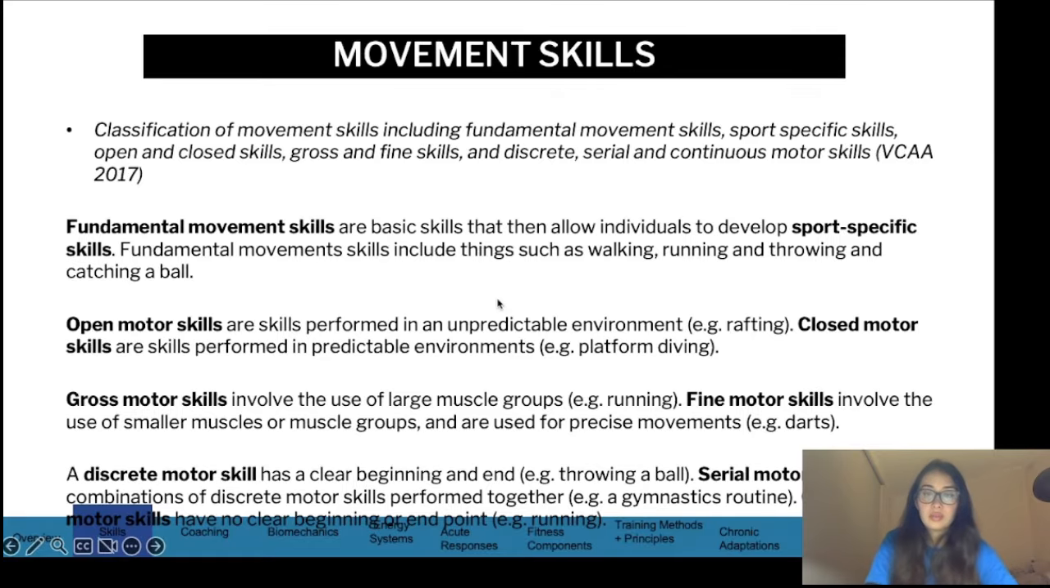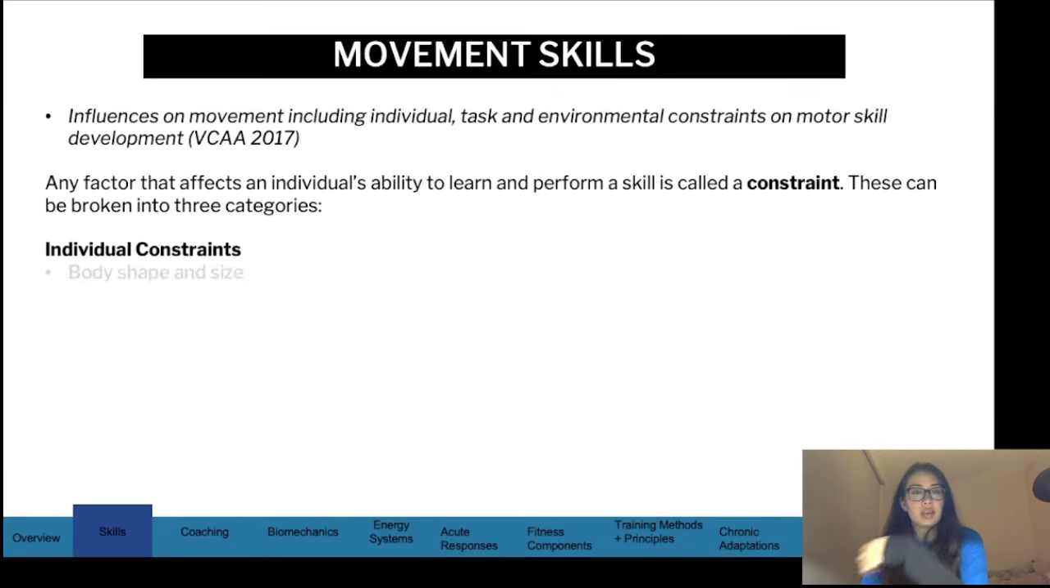So it seems to be frozen. So what are movement skills? Well, we've already done that, I guess.